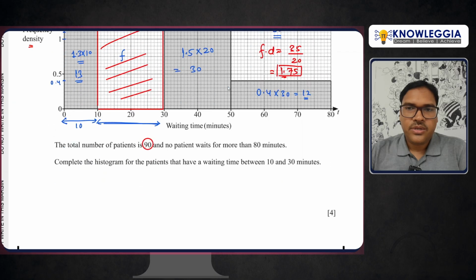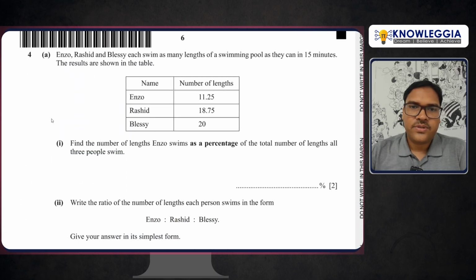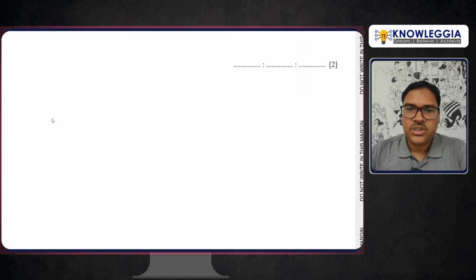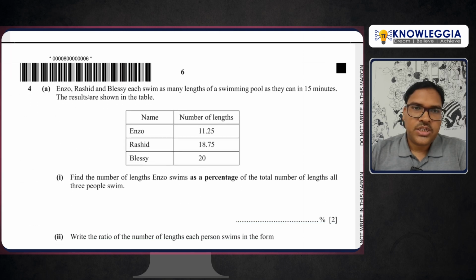Okay, so now let's move to the next part, next question. Now the next question is on percentage, ratio, and all. So let's discuss this question now. Enzo, Rashid, and Blasi each swim as many lengths of a swimming pool as they can in 15 minutes. So the important thing is time taken is 15 minutes. So let's mark time is 15 minutes.